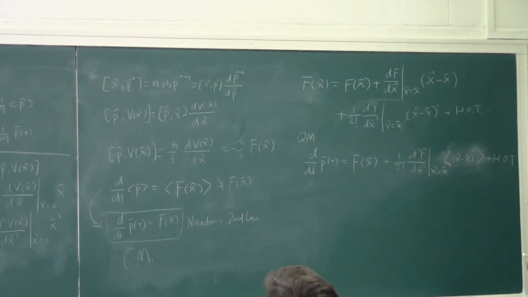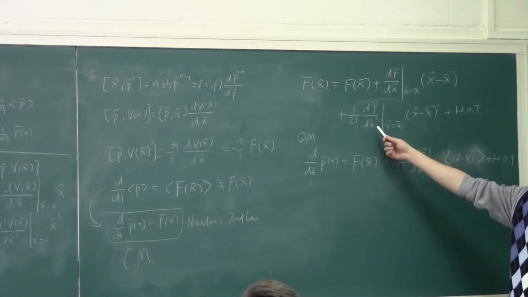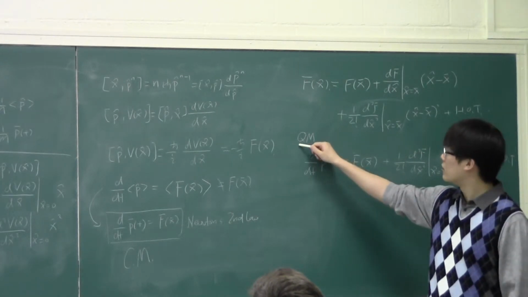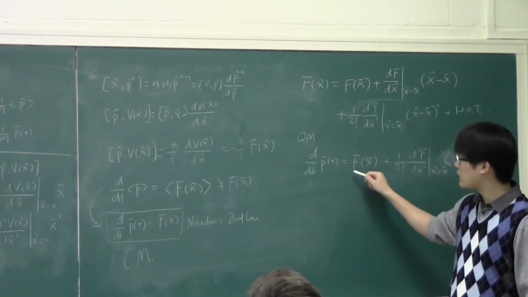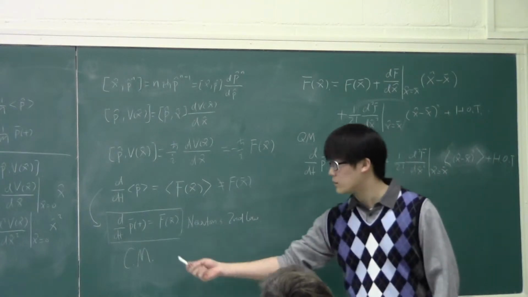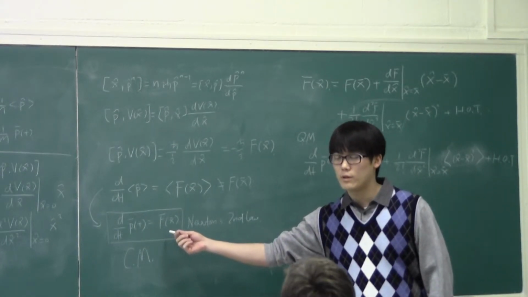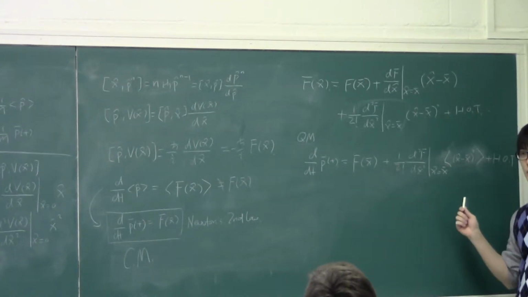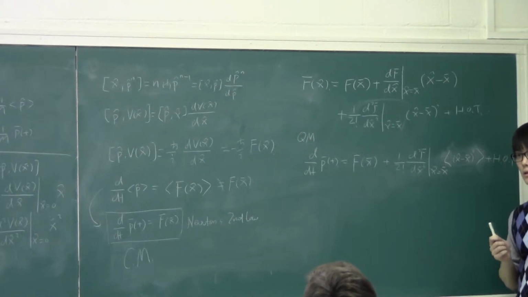Right? Okay. And this is in general not 0. So what have we learned here? What if I had a force that was linear in x? So that the second derivative of the force with respect to x is going to be 0. Then the quantum mechanical equation for the time evolution of the expectation value is going to completely agree with the classical term. But now, when I have nonlinear forces, I'm going to have deviations in quantum mechanics, even in the expectation value sense, from classical mechanics.